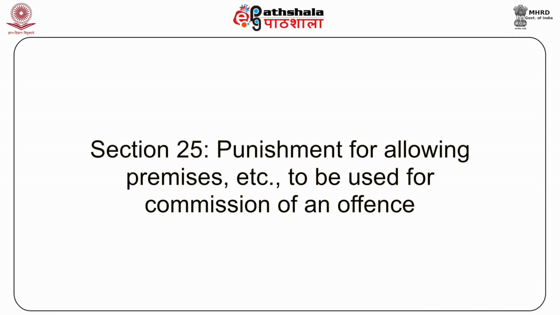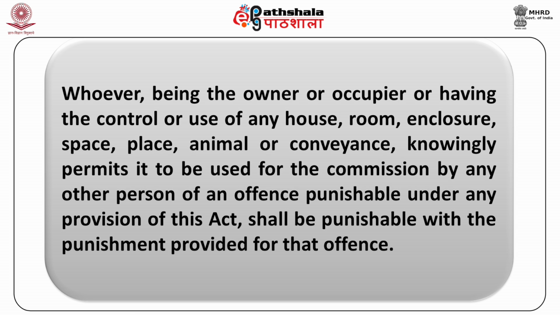Section 25. Punishment for allowing premises, etc., to be used for commission of an offence. Whoever, being the owner or occupier or having the control or use of any house, room, enclosure, space, place, animal, or conveyance, knowingly permits it to be used for the commission by any other person of an offence punishable under any provision of this Act shall be punishable with the punishment provided for that offence.